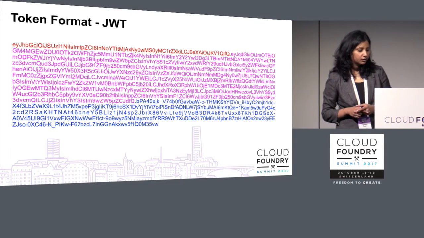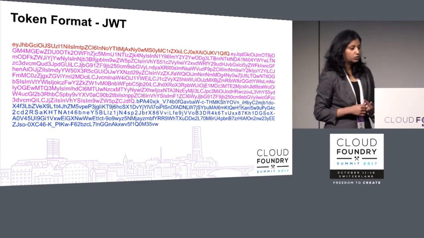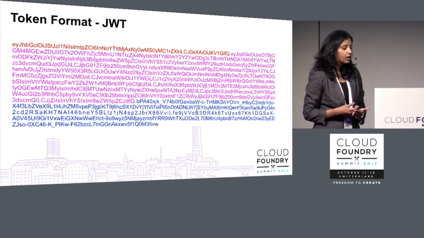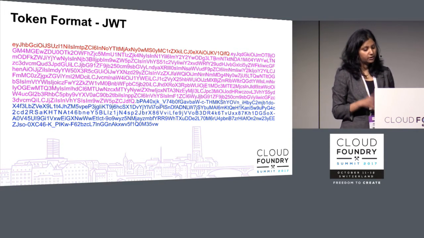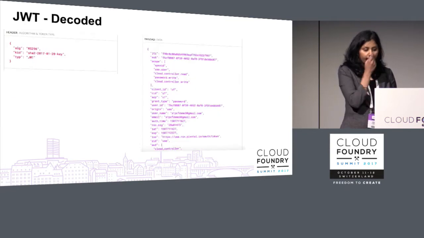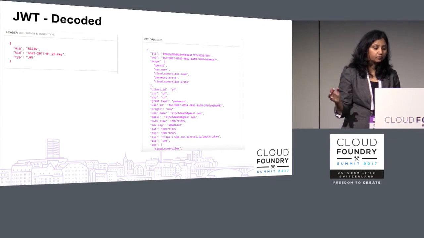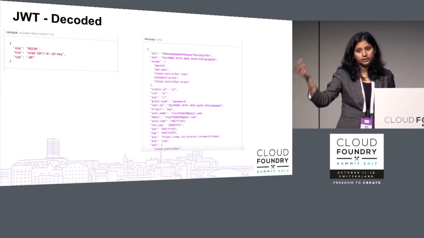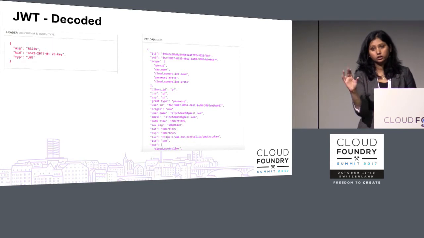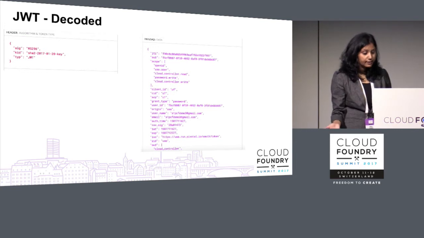Quick look at the token format, because we'll be going into the detail of that later on. UAA out of the box supports JWT, which is JSON Web Token. It mainly has three parts as driven by the standard: the header, the body, and the footer. If you decode this, the header carries meta information about how the token was signed. It will carry information like the algorithm and the key ID, the ID of the key with which the token was signed. The type is JWT in this case.